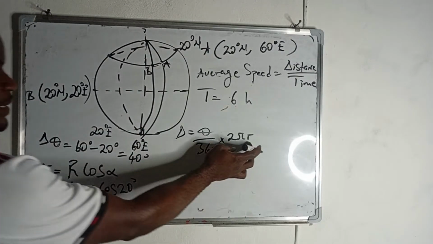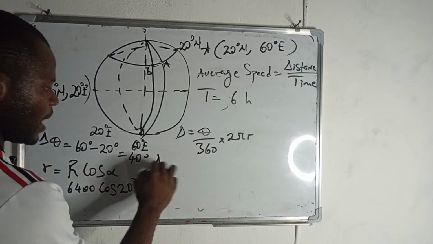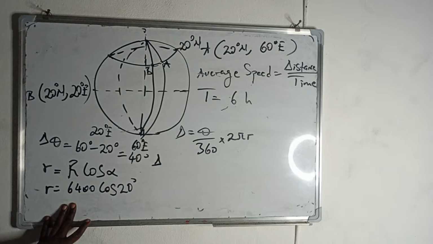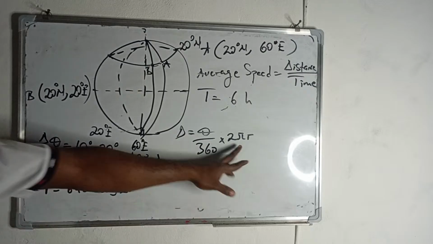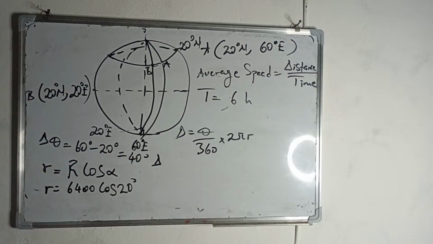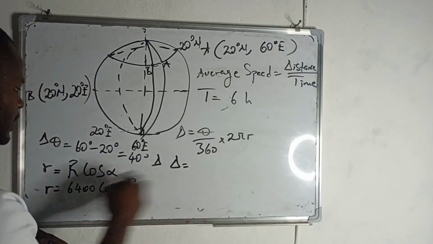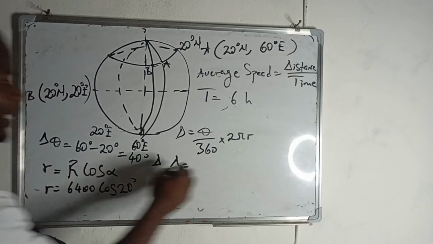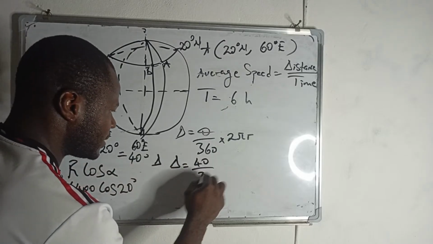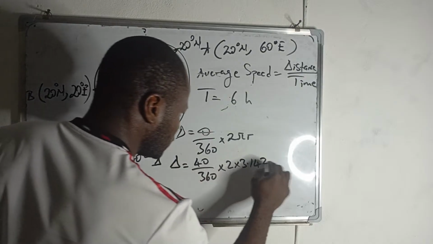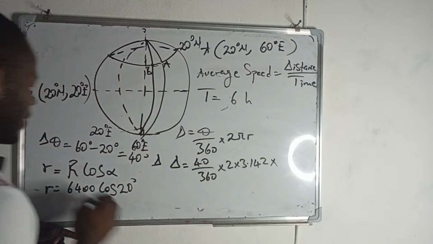So we now replace this here. We have that. Was the big R given? Yes, the big R was given. Remember, they say you should take big R to be 6,400 kilometers, while we are taking pi as 3.142. So here we have the distance now will give us theta. Our theta is 40 over 360 times 2 times 3.142 times our R now is this.